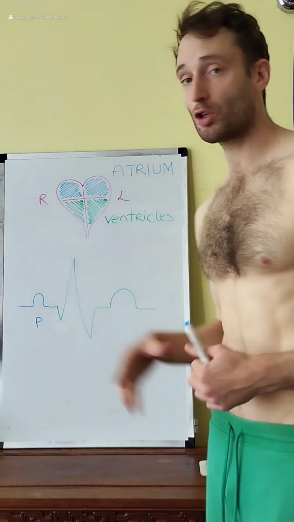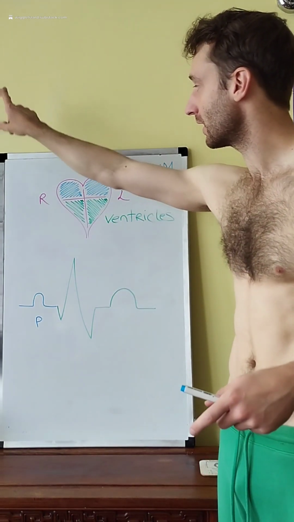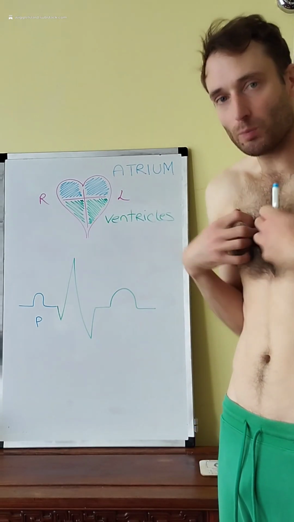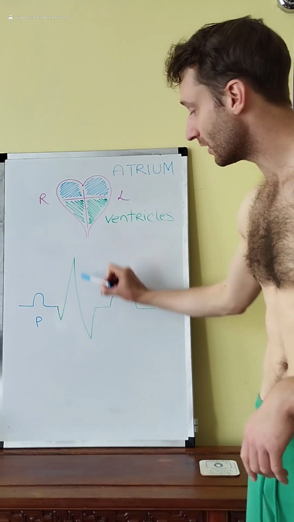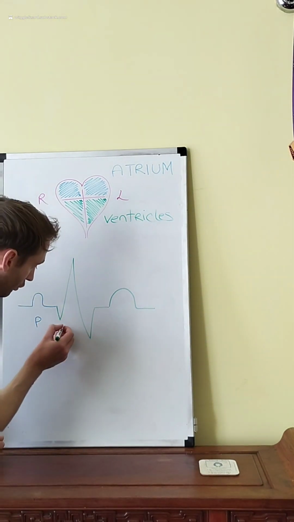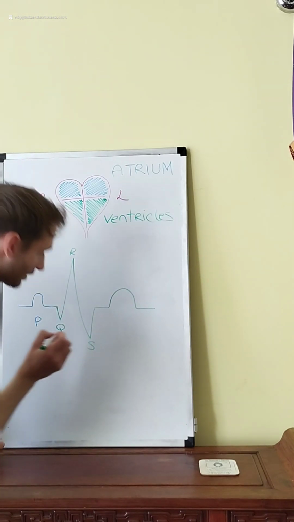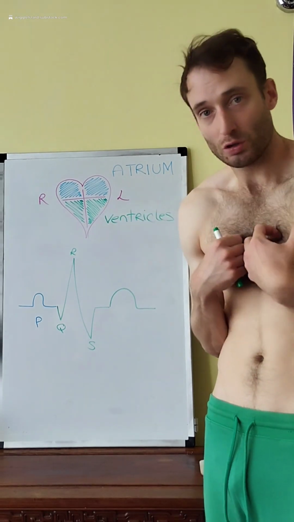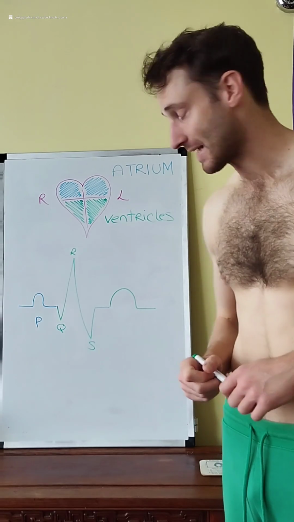Then, when the ventricles contract and splurge blood, the right ventricle splurges blood into the lungs, the left ventricle splurges blood around the rest of the body. When that contracts, and it does that, this is represented by this spiky triangle. Now this is made up of 3 waves. This is your Q wave, your R wave, and your S wave. So we say that the contraction of the ventricles is represented by the QRS complex.